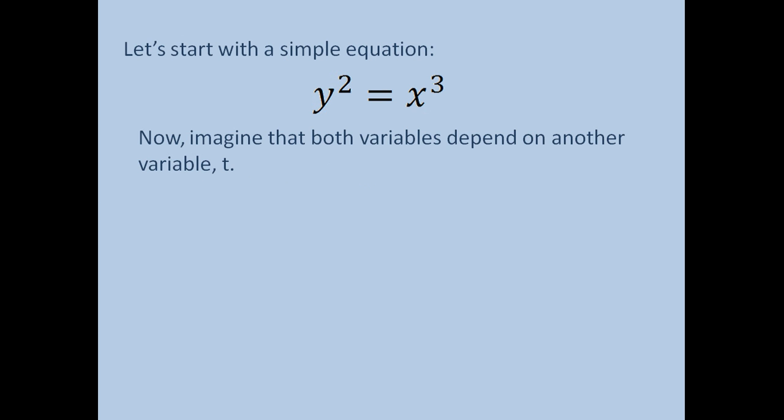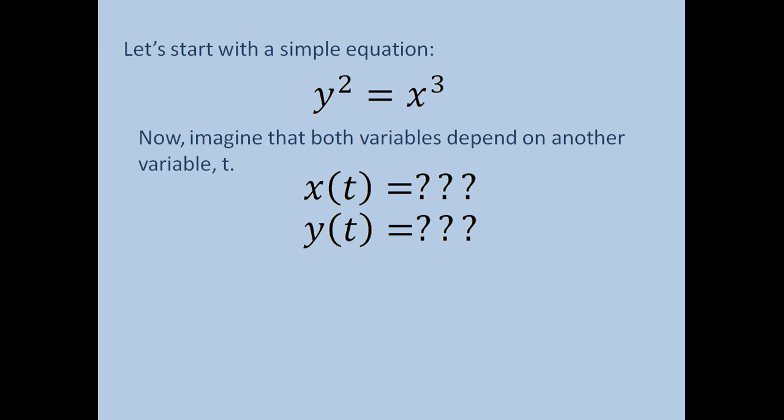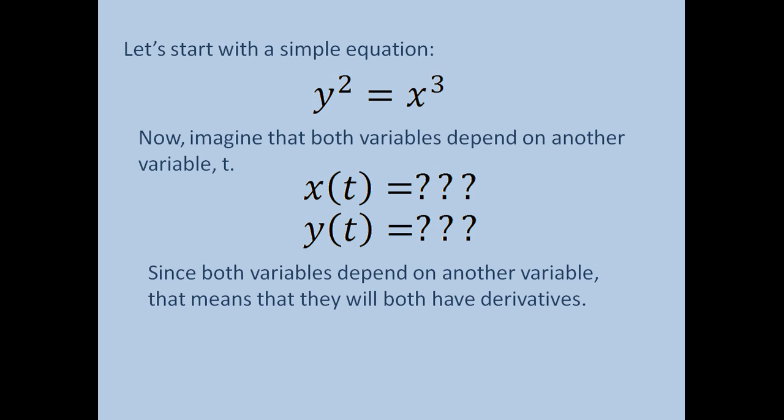Now we're going to do an example on related rates. We're going to start with a simple equation, y squared equals x cubed. Now I want you to imagine that both variables depend on another variable, t. So there is a function x of t, which we don't know, and also a function y of t, which we don't know. Since both variables depend on another variable, they will both have derivatives, dx/dt and dy/dt.